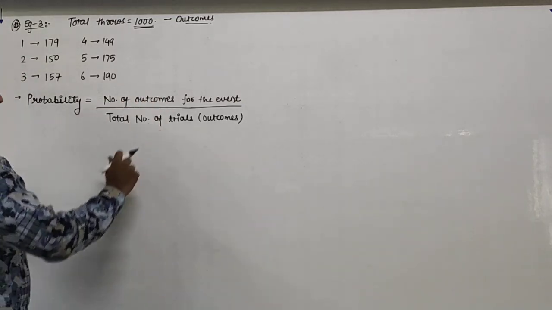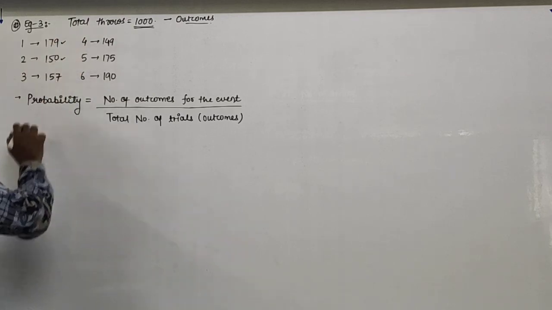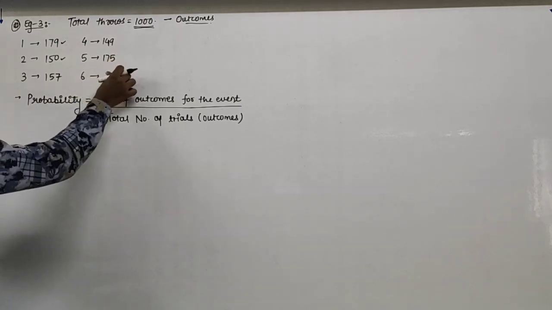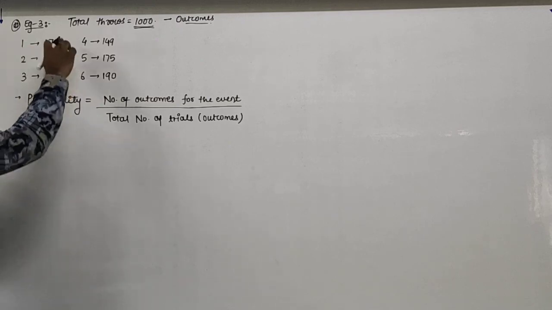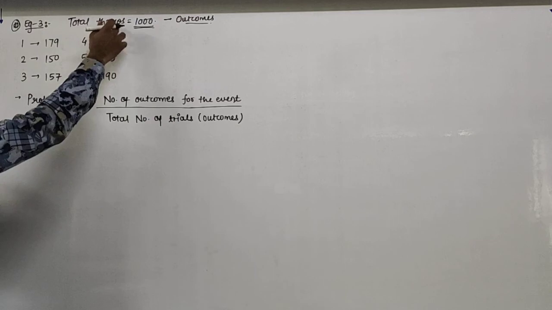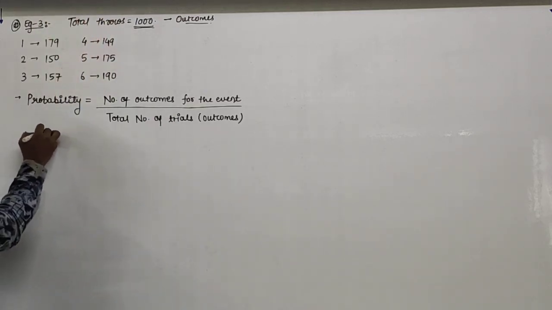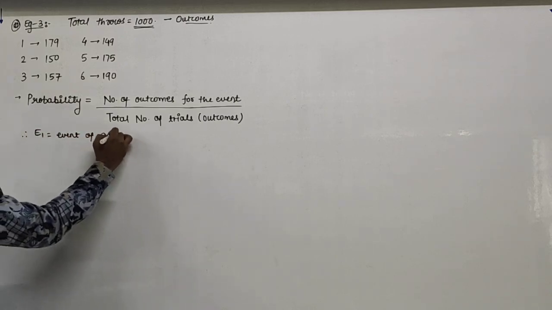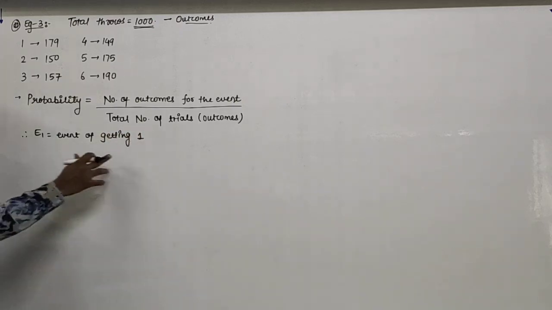The number of outcomes for the event: if I find it for 1 it is 179, for 2 it is 150, 157 and so on. Okay, so these are all the numbers of outcomes for the event. For every event we are given the individual outcomes. The total number of trials, that is the total number of outcomes, is 1000. So let us start with E1, the event of getting 1.